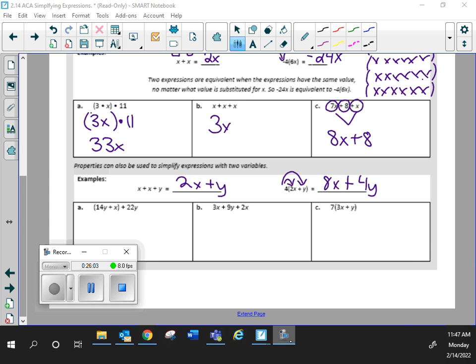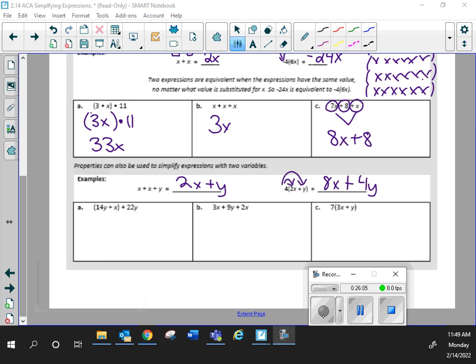Okay, pause and play when you're ready. All right, here we go. So starting in the parentheses, order of operations, so I'm going to do grouping first. Can I do 14y plus x? No, they're unlike terms. Now, can I break the rules of order of operations and add outside? No. What did we learn about the properties?